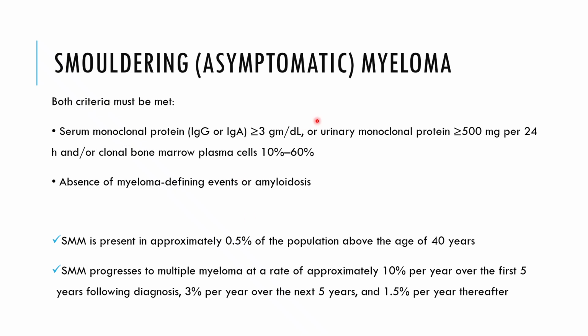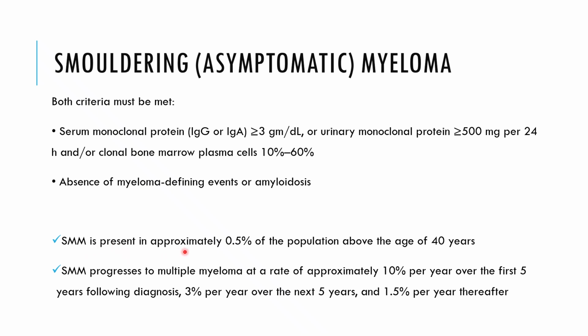Firstly, I will discuss smoldering or asymptomatic myeloma. Both criteria must be met. First is serum monoclonal protein, IgG or IgA, more than or equal to 3 gram per deciliter, or urine monoclonal protein more than or equal to 500 mg per 24 hours, and or clonal plasma cells 10 to 60%. Second, there is absence of myeloma defining events or amyloidosis. So both must be met.